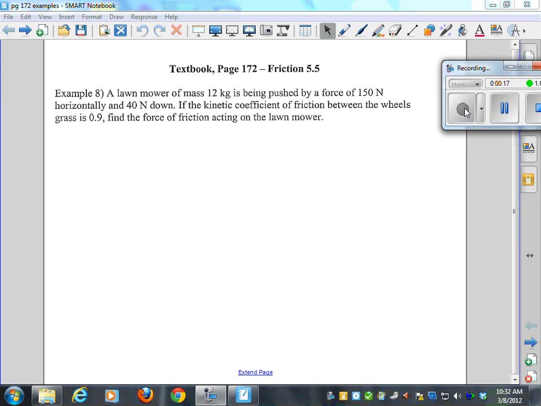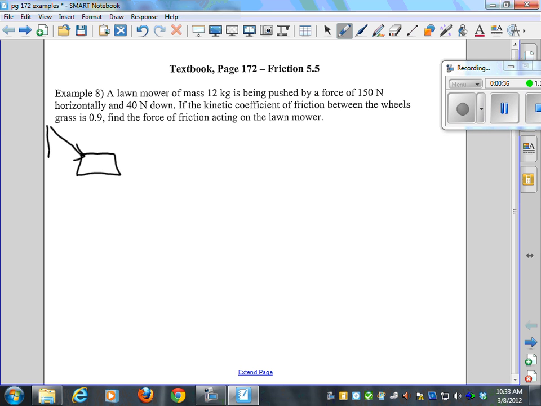So example number 8 says, a lawnmower of mass 12 kilograms is being pushed by a force of 150 newtons horizontally and 40 newtons down. So in other words, if I could just quickly draw a free body diagram here, they've already broken it into components for you, right? They're pushing down like this. So we've got 150 newtons sideways, and we've got 40 newtons down. So they've broken it into the components for you.